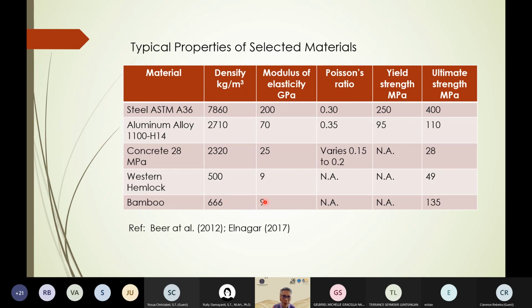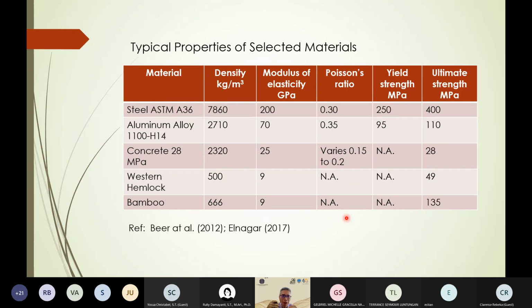For modulus of elasticity, there is no available Poisson ratio because bamboo is actually anisotropic, but we may assume it's about the same as concrete. There is no yield strength, of course, because it is non-ductile, but we have ultimate bending strength, maybe around 135 megapascal. So basically, the tensile strength of bamboo is close to steel. Good, right? Of course, less than steel, but close to steel.